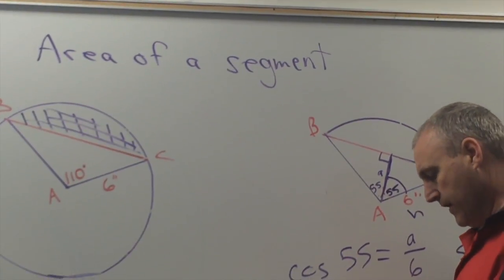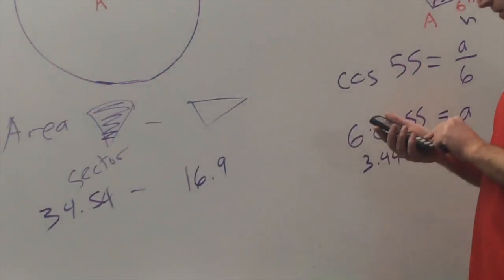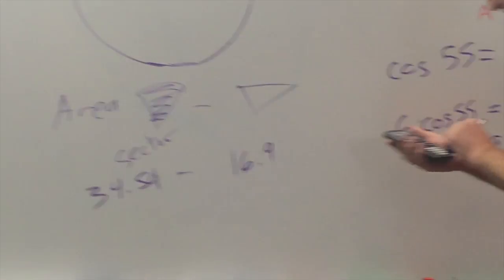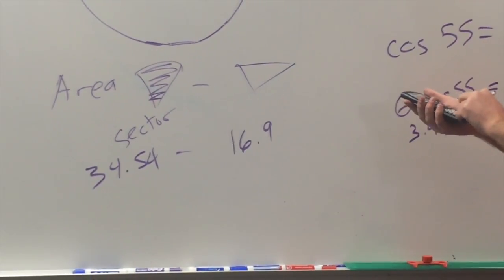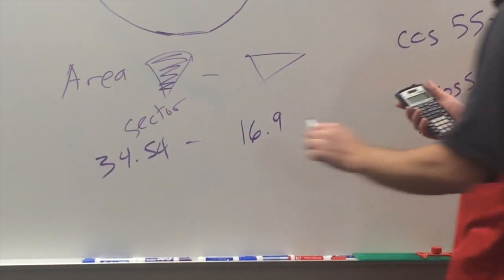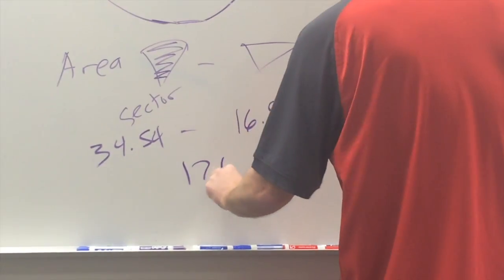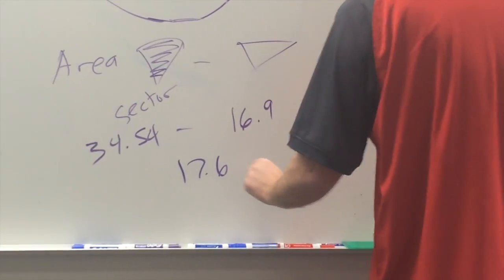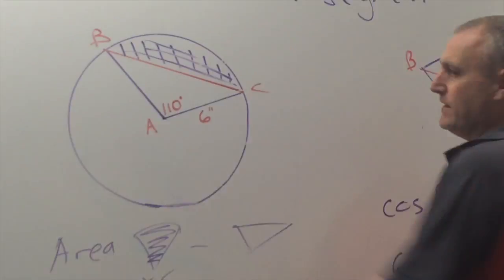circle. So finally, I go 34.54 minus 16.9. You can't do that in your head? I can't do that in my head. And I get about 17.6 square units for the area of my segment. Dun, dun, dun!